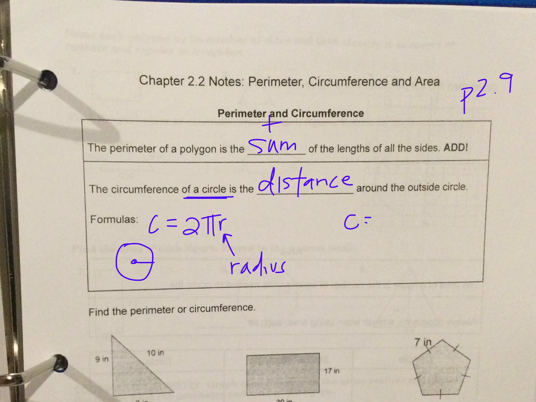The other formula is circumference equals pi times d. In this case, the d stands for the diameter. The diameter is the entire way across the circle. So if that's the picture you have, it's easier to use that formula.